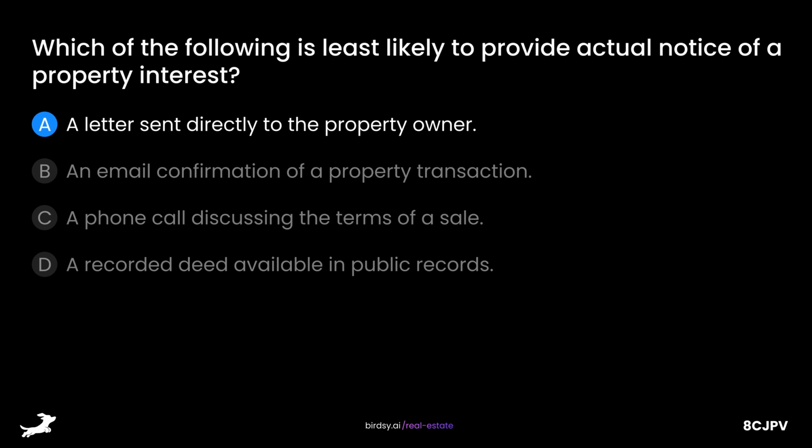Is it A, a letter sent directly to the property owner? B, an email confirmation of a property transaction? C, a phone call discussing the terms of a sale? Or D, a recorded deed available in public records? The answer is D, a recorded deed available in public records.